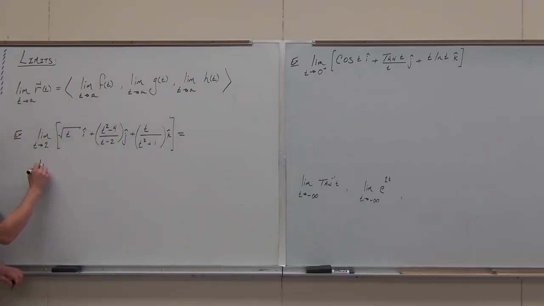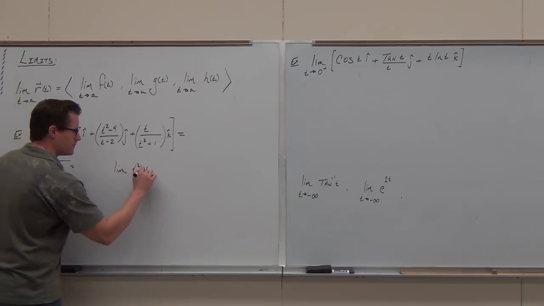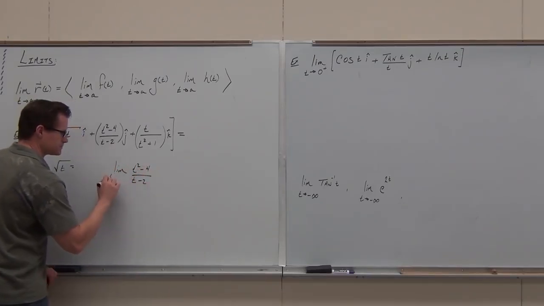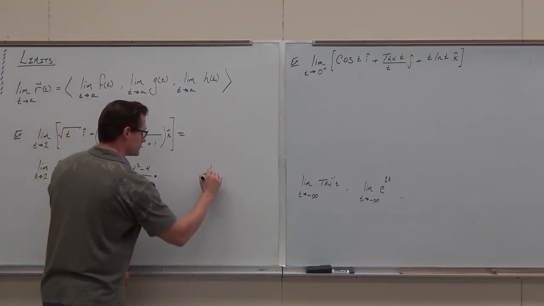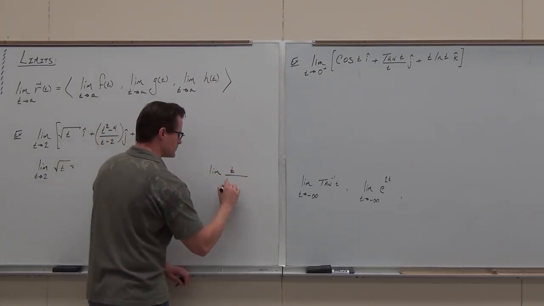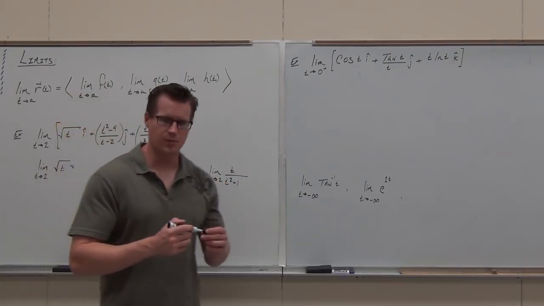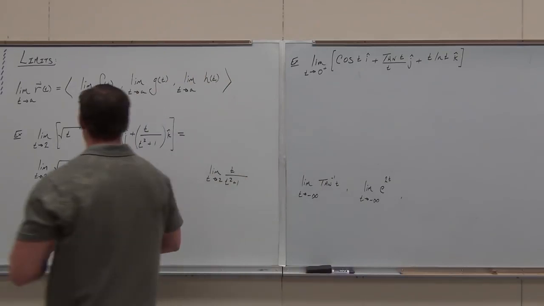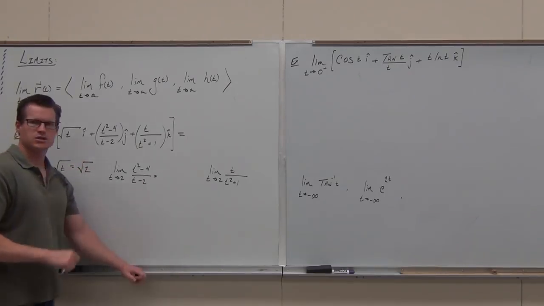So I would find the limit of this, and this, and this, find the limit of each individual component, mash them together, and you got yourself a vector. So let's see, is there anything tricky about this one? Can we just plug in 2 and be okay? Yes. How much did we get? Beautiful.